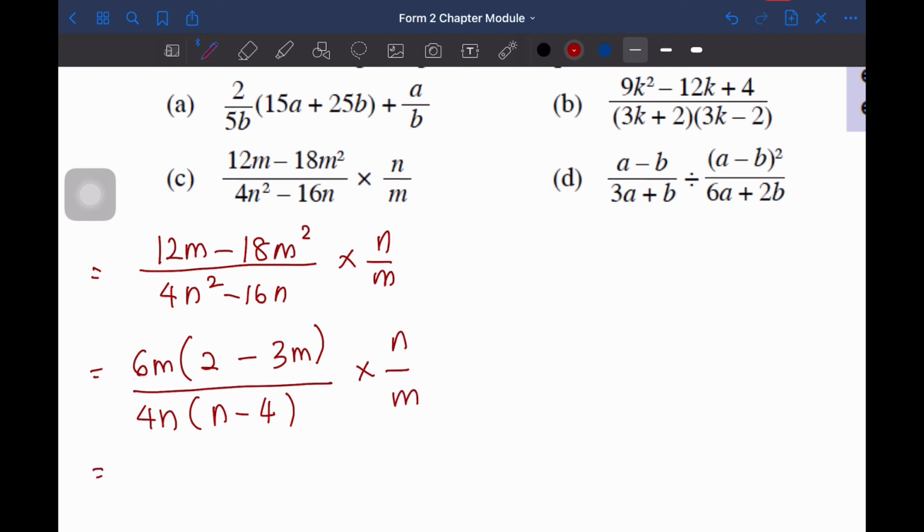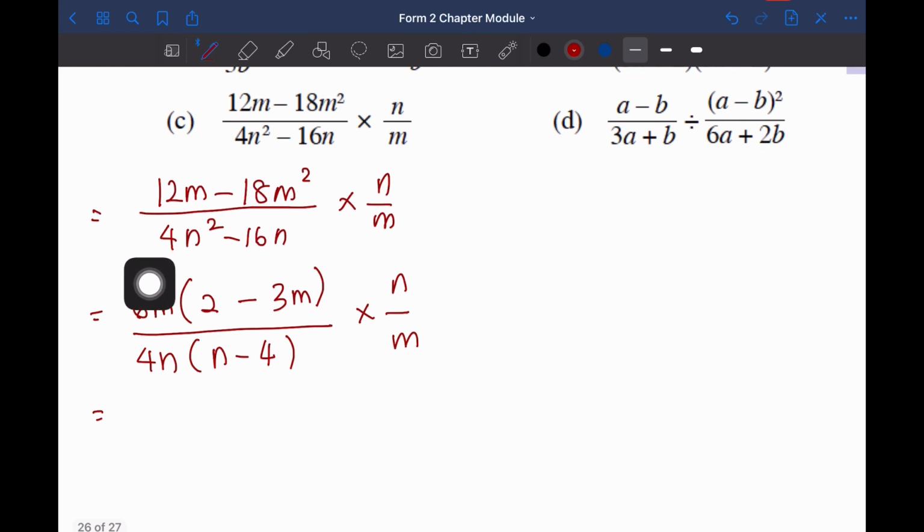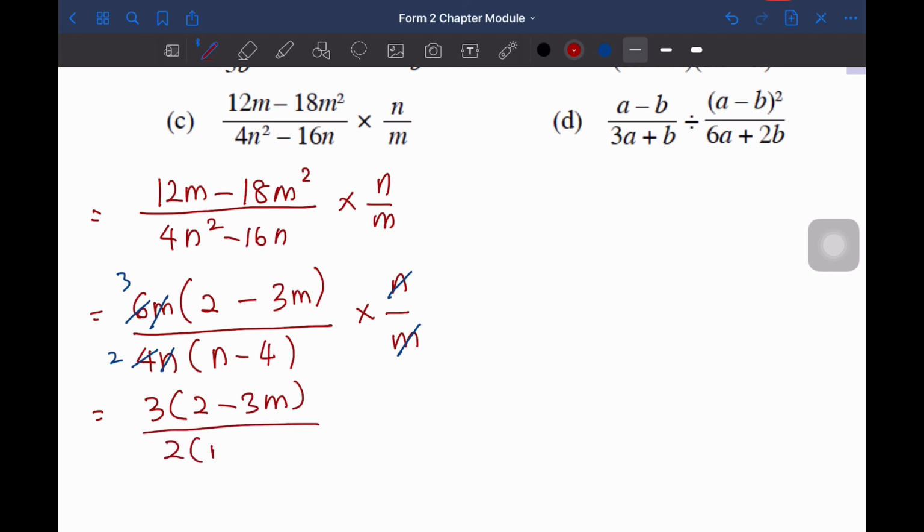Okay, 6 bahagi 4. 6 per 4 dapat 3 per 2 kan. Okay, so tengok sini. Bawah sini ada N, atas sini ada N. So boleh potong. Bawah sini ada M, atas sini ada M. Boleh potong. Okay, 6 per 4 tadi jadi 3 over 2. Okay, so our final answer is 2 minus 3N over 2N minus 4.